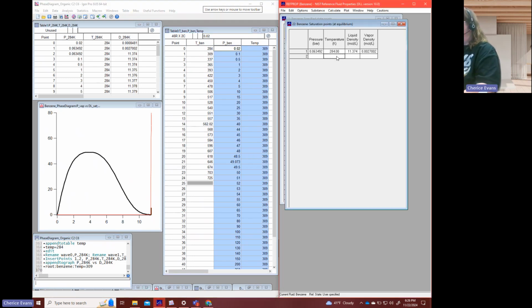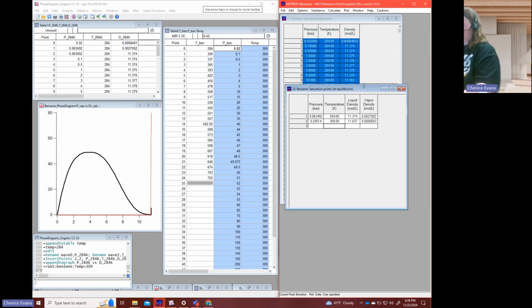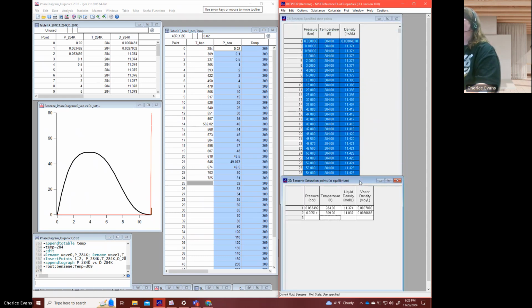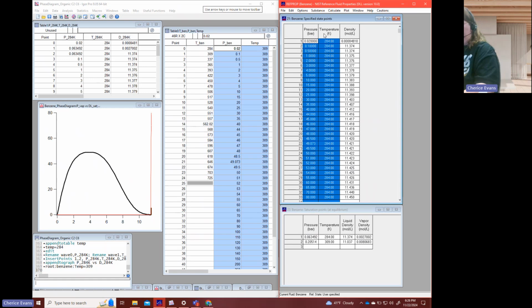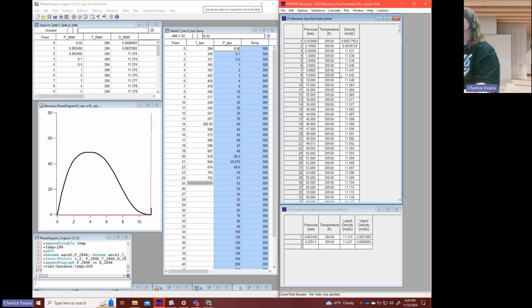Now, since I know I'm going to need that, and I've got this table open, I'm going to go ahead and use that, put that in. Let's slide this table down here where I can see it. And I'm going to paste. Now at 309, it calculated all of the densities except the last one.